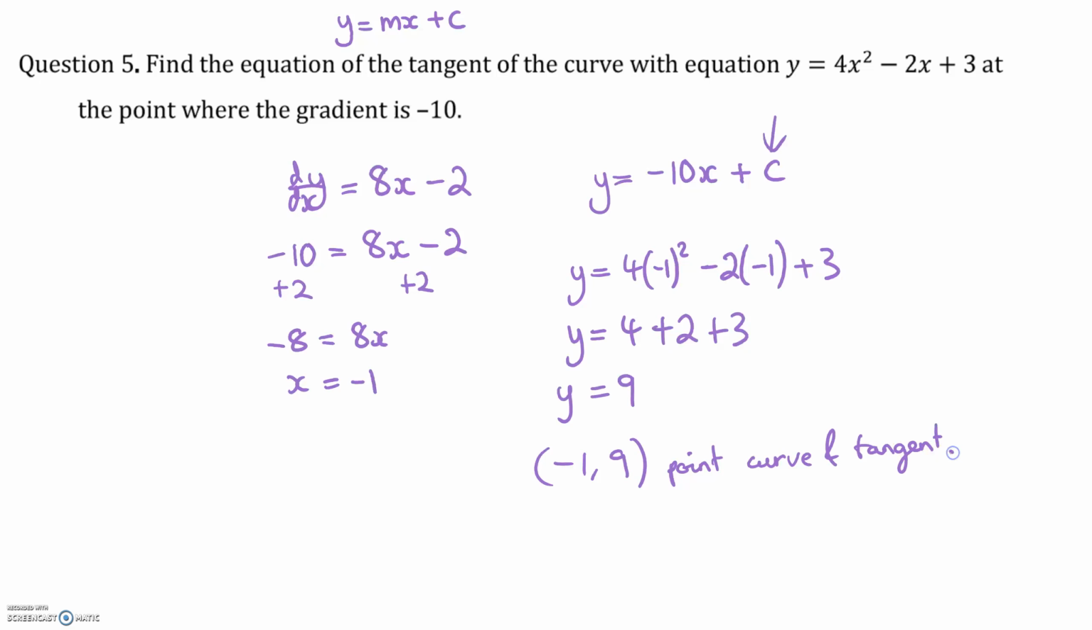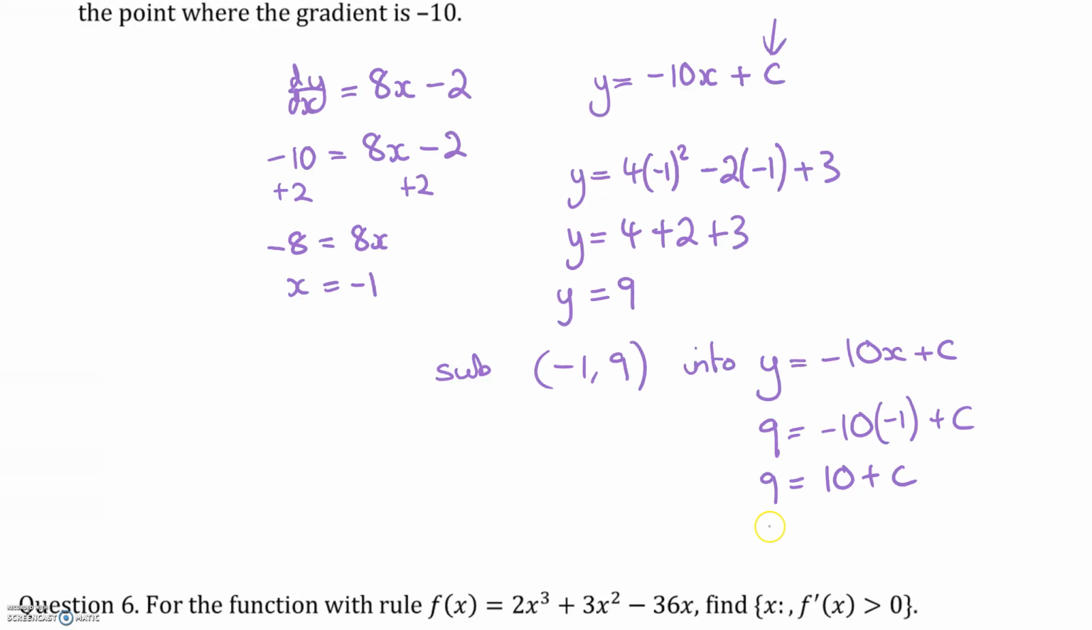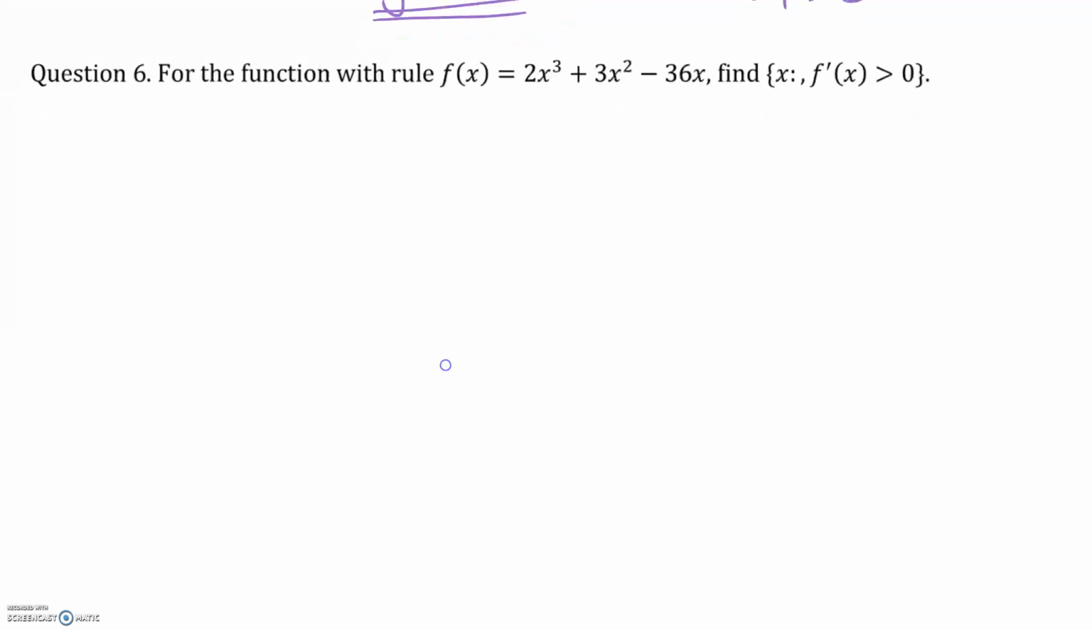Now, considering that it's on the tangent, that's the main thing that I need to know. So what I'm going to do is sub this point into y equals -10x plus c. So this tells me 9 is equal to -10 times -1 plus c, and this is going to allow me to find my c. So what I've got is 9 is equal to 10 plus c. Then I'm just going to take 10 from both sides, and I'll get -1 is equal to c. This tells me that the equation of my line is y is equal to -10x take 1. Alright, and I can move on to the last question.